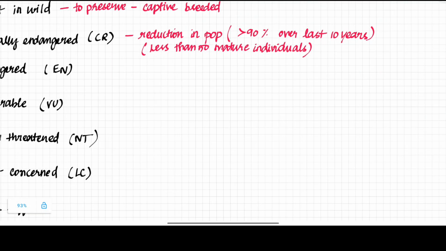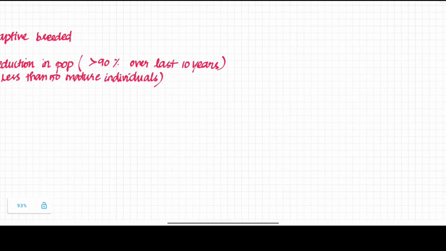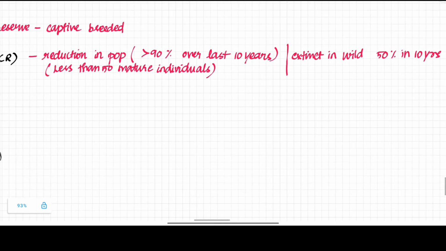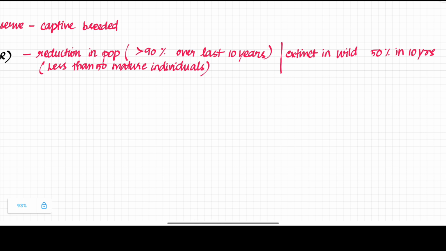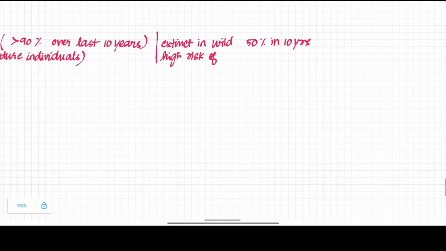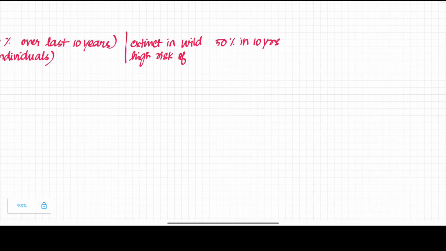Plus, there would be some species in the wild as well as some in captivity, like zoos. So we say extinct in the wild when there is a reduction of at least 50% in 10 years and it has an extremely high risk of extinction in the wild. We can captively breed it and keep its population going. High risk of extinction in the wild.